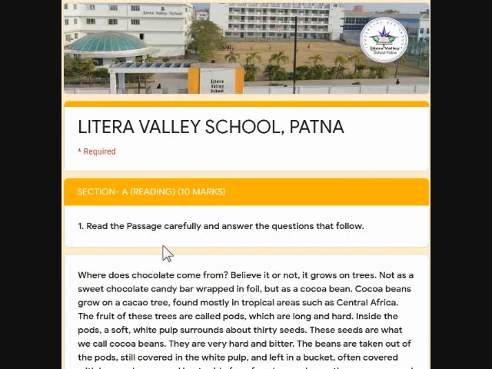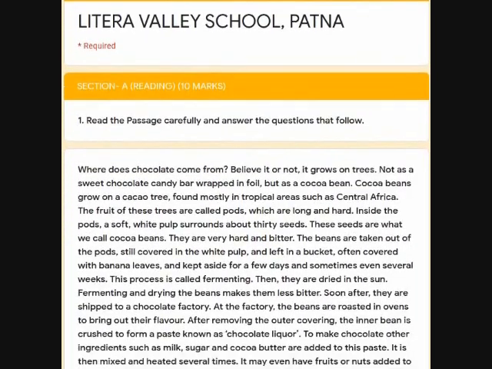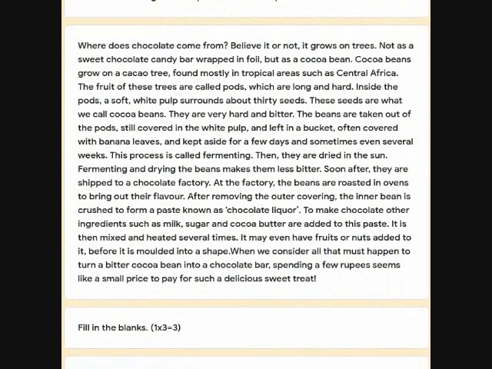Here in section A it is written, read the passage carefully and answer the questions that follow. Where does chocolate come from? Believe it or not, it grows on trees, not as a sweet chocolate candy bar wrapped in foil, but as a cocoa bean. Cocoa beans grow on a cacao tree, found mostly in tropical areas such as Central Africa.